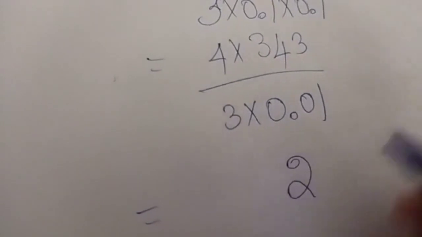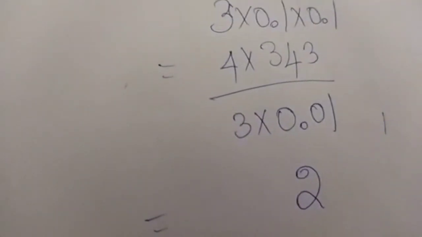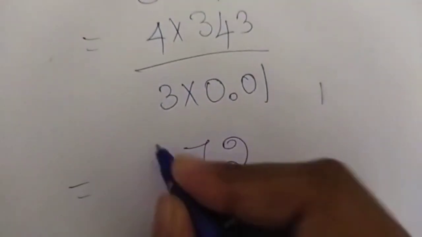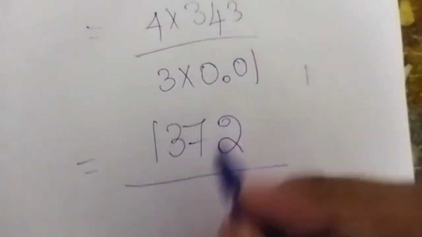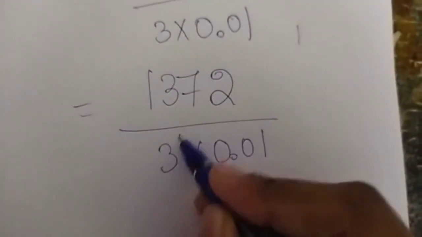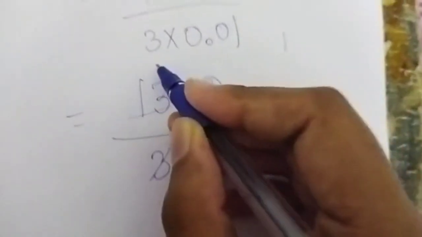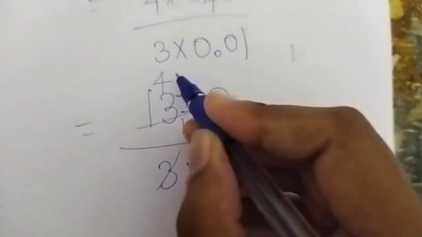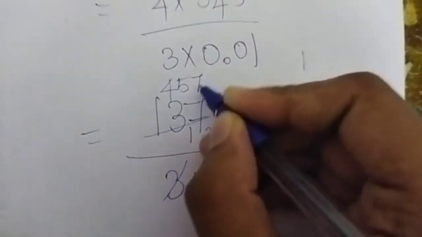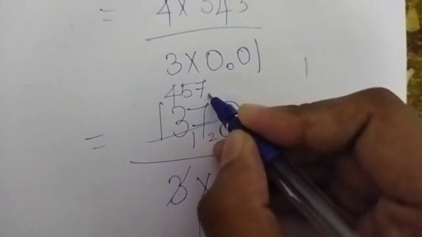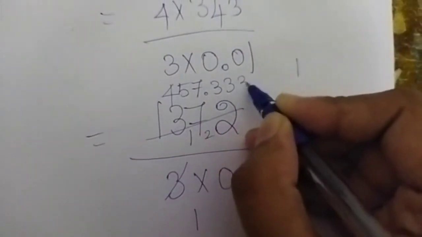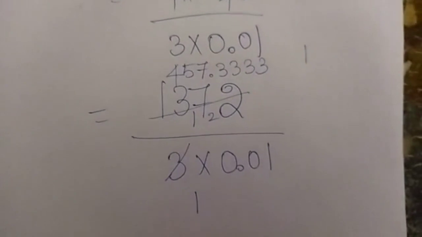3 fours are 12, balance 1. 4 fours are 16 plus 1, 17, balance 1. 4 threes are 12 plus 1, 13. 1, 3, 7, 2, 3 into 0.01. If I use the 3 table, 3 ones are 3, 4 threes are 12, balance 1, 5 threes are 15, balance 2, 7 threes are 21. So if I put the decimal point I get 1.3 times 9, again 3 times 3, 3. It will go on like this. So let me stop here.